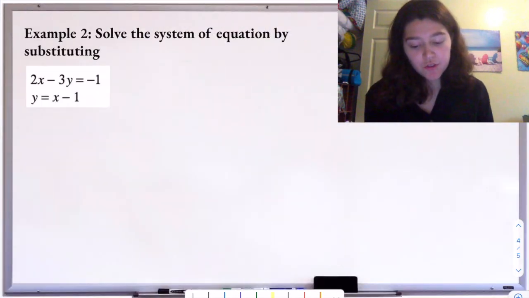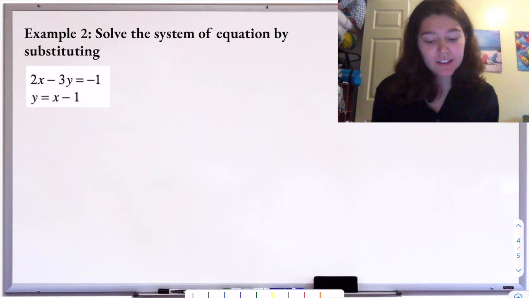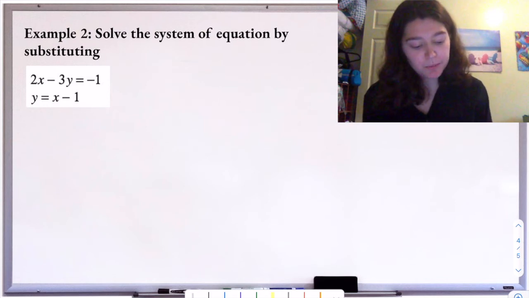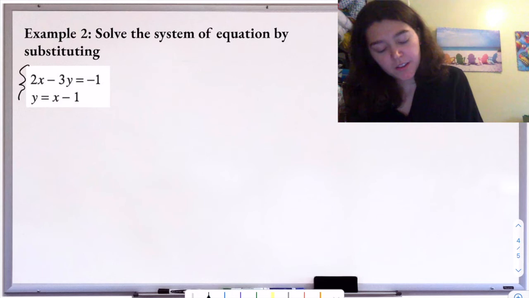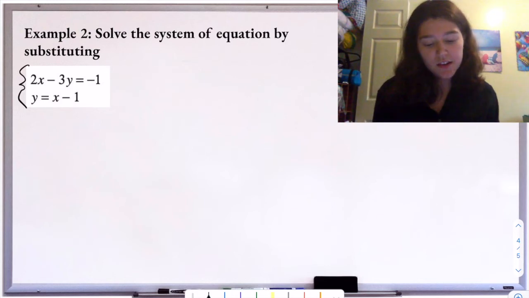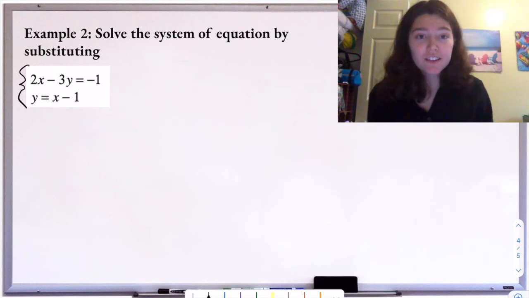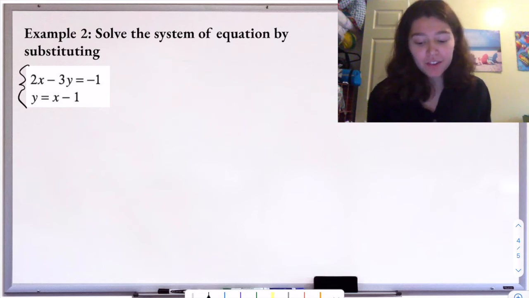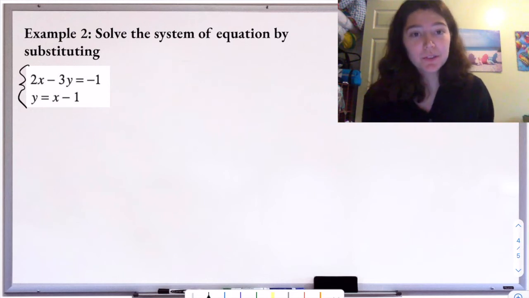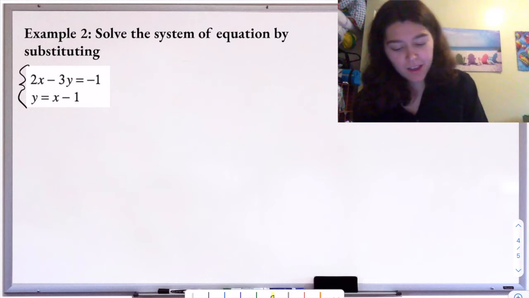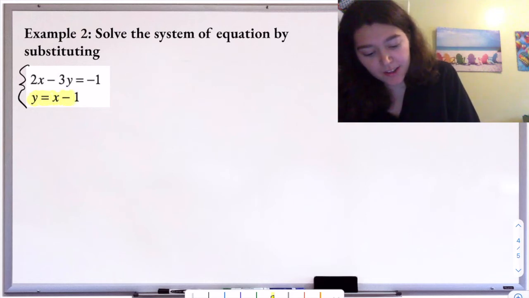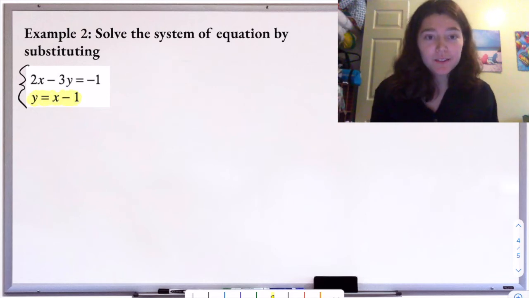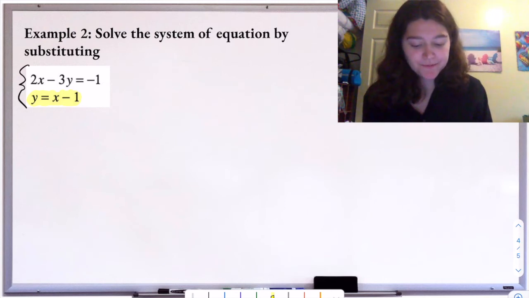Here we have 2x minus 3y equals negative 1, and then y equals x minus 1. So this is my system of equations, and I want to solve it by substituting. So the first thing I want to do when I'm solving systems of equations is isolate one of the variables in one of the equations. So I want to have y equals something or x equals something. Okay, and looking at this, I'm in good shape there. I already have that y equals x minus 1. Great. Okay, so y equals x minus 1.